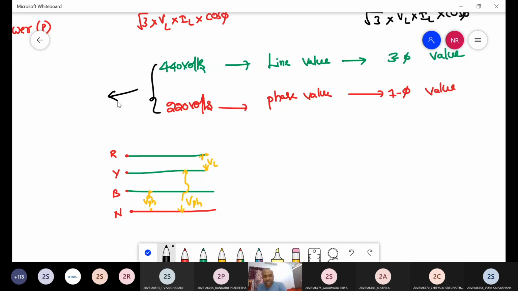Ultimately, whatever the generation, whatever the transmission, whatever the distribution, the consumer utilizes, if it is three phase, 440 volts only. If it is single phase, 220 volts only. From the supplier end, maybe it is 11 kV, or maybe 33 kV, or some high voltage. That is the supplier end, but at the consumer end, this is the value. You got my point? Yes, sir.